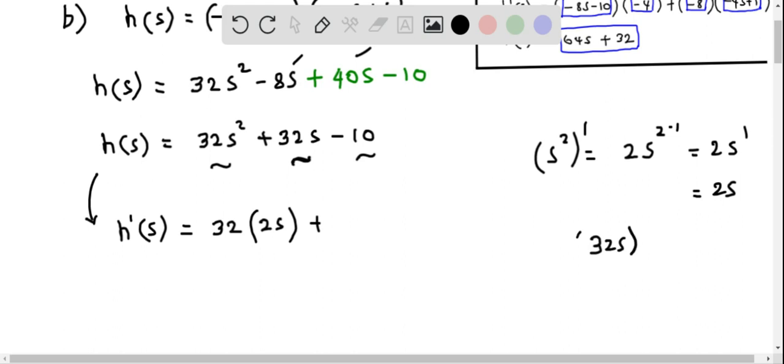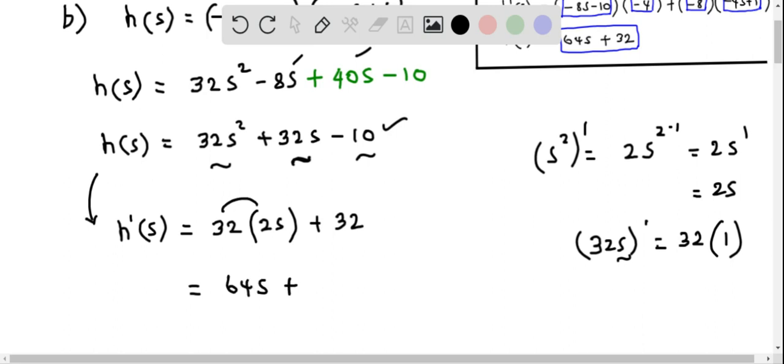Once again we use the constant multiple rule. So we put the 32 in front and find the derivative of s, which is 1. So 32 times 1 is 32. Therefore the derivative of 32s is 32, and the derivative of the constant negative 10 is 0, so we can just ignore that. Therefore we get 32 times 2s is 64s plus 32. So this is the derivative of h of s.